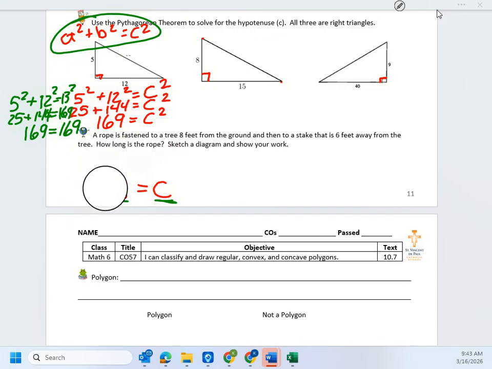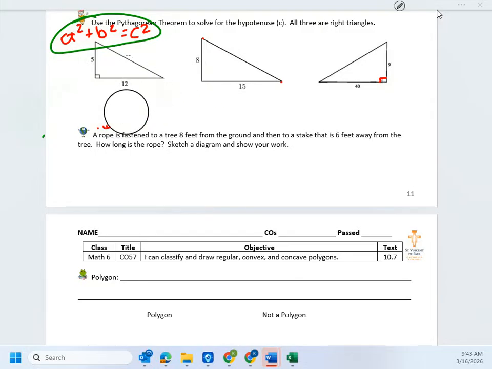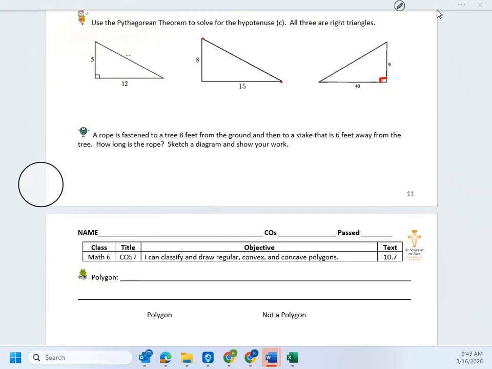And let's take a quick look at our word problem at the bottom. A rope is fastened to a tree 8 feet from the ground and then to a stake that is 6 feet away from the tree. How long is the rope? So it says sketch a diagram so we can see what our triangle looks like.